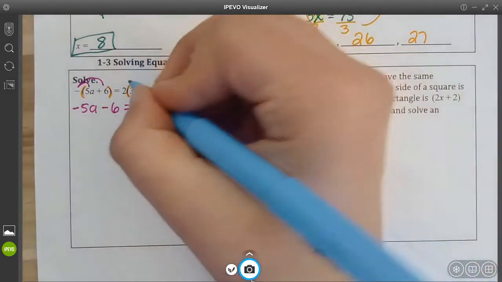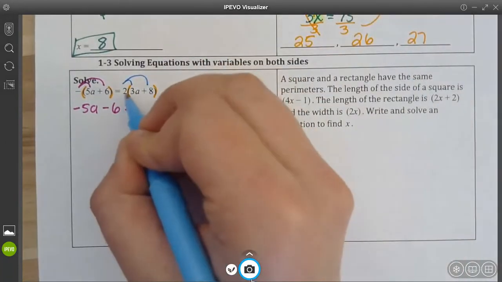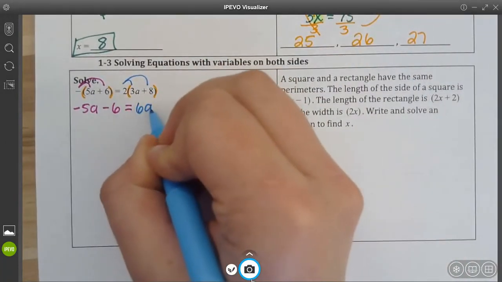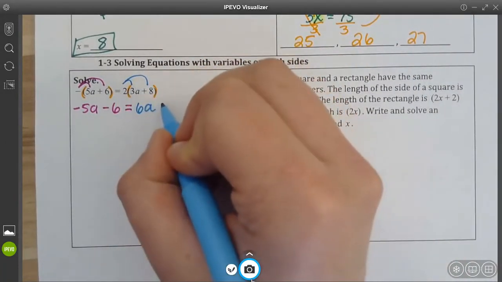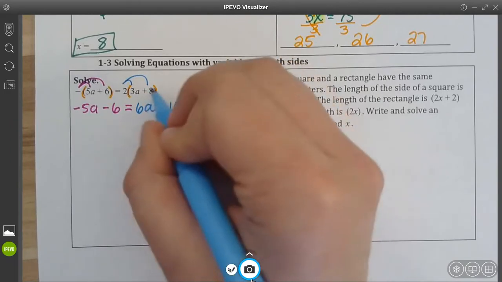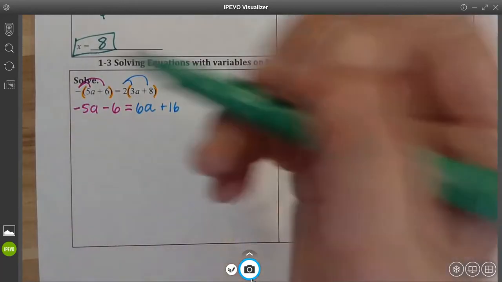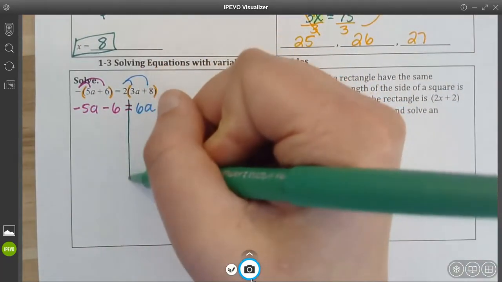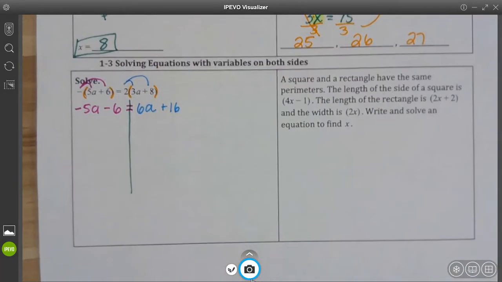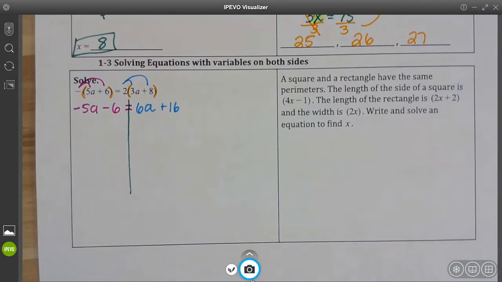And I'll distribute on the right-hand side as well. 2 times 3 is 6a. 2 times 8 is 16. And that's going to stay a positive 16. Sometimes it's helpful if you want to draw a line through your equal sign right here. So you know that what you do to one side, you always have to do to the other side of the line.